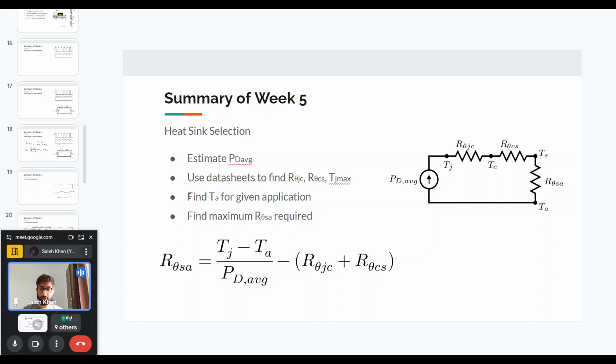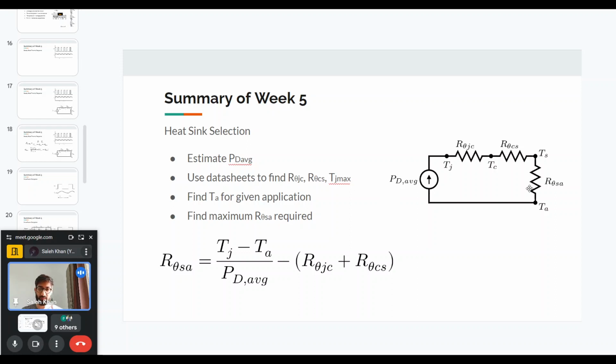Then we also find the ambient temperature for a given application. So, for example, normally the ambient temperature would be 25 degrees, but when we have a converter that is enclosed inside a box, there will be some power losses and it can raise the overall ambient temperature. So it may not be 25, it may be higher, 50 or 60 degrees. Or similarly, if we are in an environment where it is very cold, it can actually go less than 25 degrees. So we have to find the ambient temperature for that particular application.